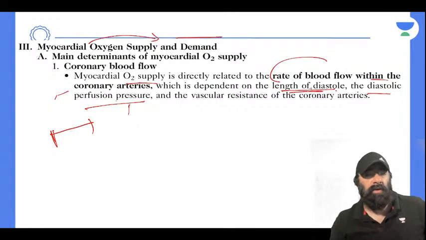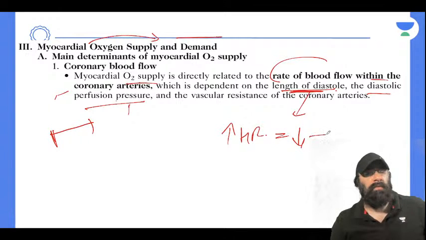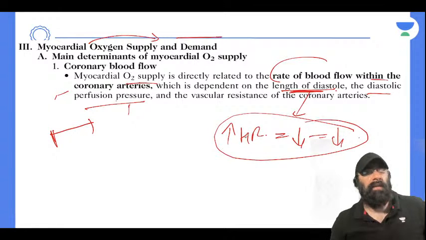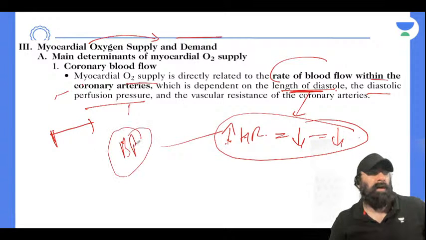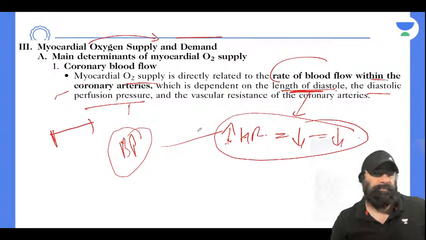So what does this word say? The length of diastole. It means if the heart rate increases, the length of diastole decreases. This means the coronary blood flow will decrease. So higher heart rate is not good for coronary blood flow. That's why we give beta blockers, and other medication like ivabradine to reduce the heart rate.